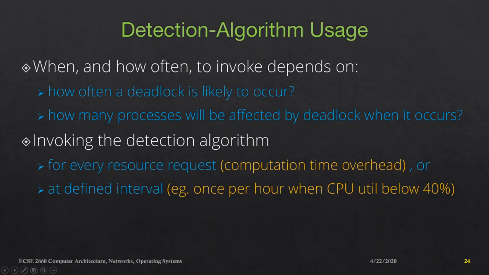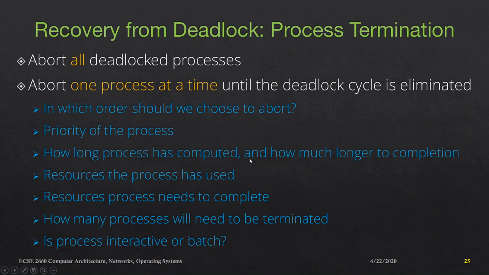So if that number goes below 40%, we may be interested in invoking the detection algorithm to detect whether there is a deadlock or not. But we still have to fix it. We still have to recover from it. So let's see that in a bit.